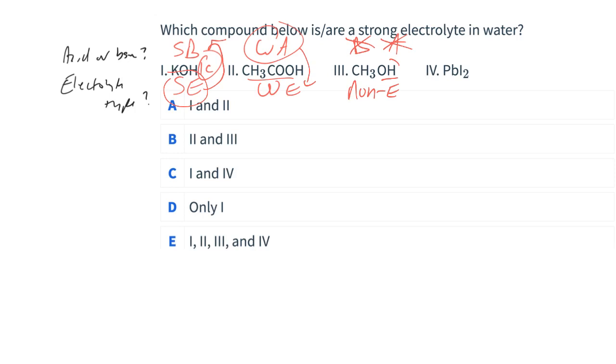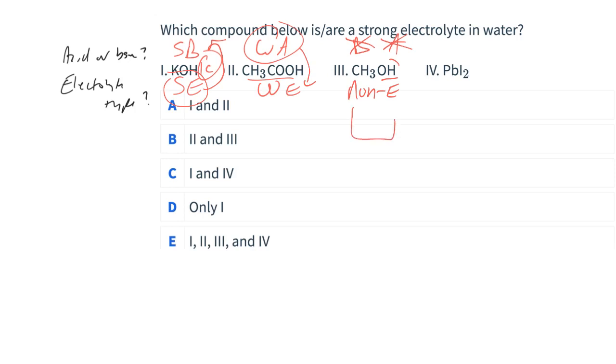Now, you could say, how do you know it's water soluble? You don't necessarily have to know a compound like this is water soluble, but the question would be, if it's in water, would you expect it to be electrolytic? Would you expect it to be ionized? The answer would be no. So there's no way that we can consider methanol to be any type of acid or base.